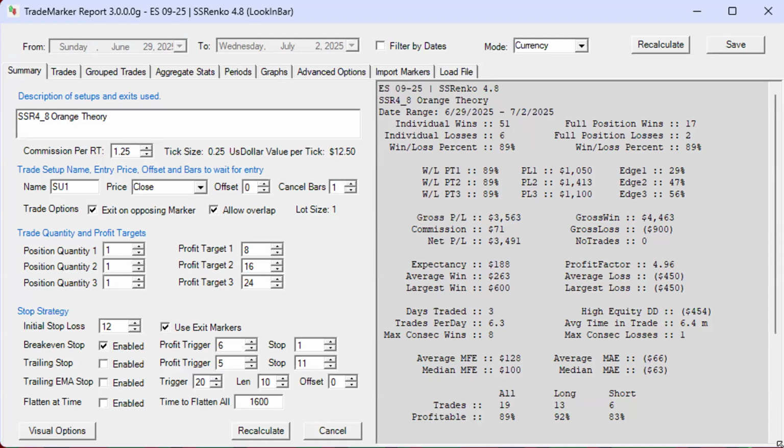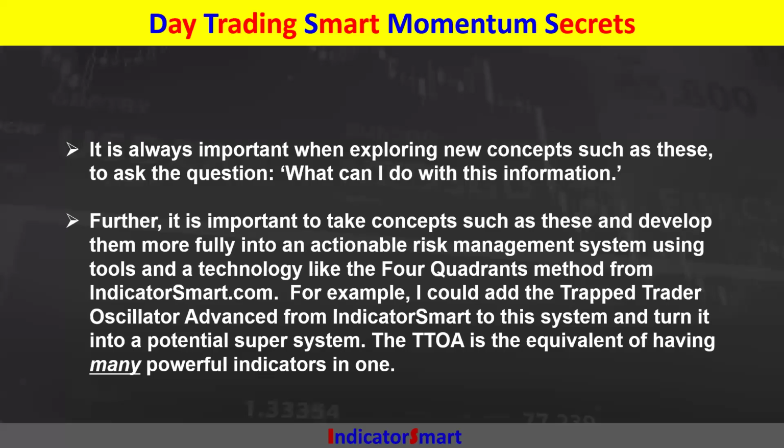So I'm not proposing this necessarily as a system. I mean, obviously this is a trading system, but to me, this is more of a proof of concept because you could make this better. But these are the concepts that I'm trying to show you here using orange theory. Yeah, that's what I call it, orange theory. So let's look at the next one.